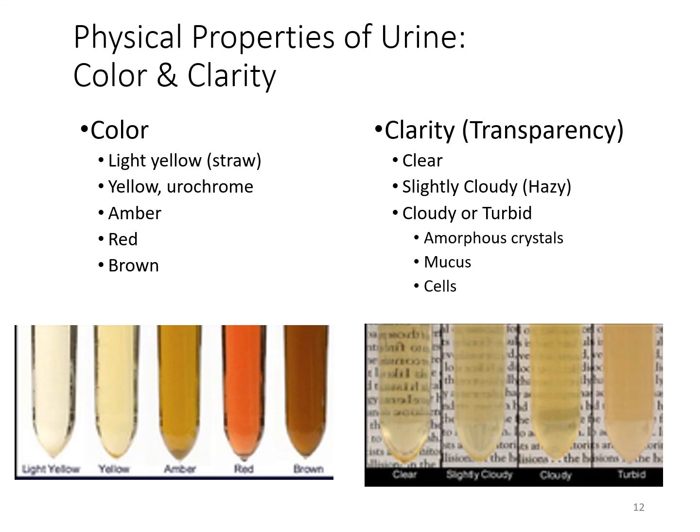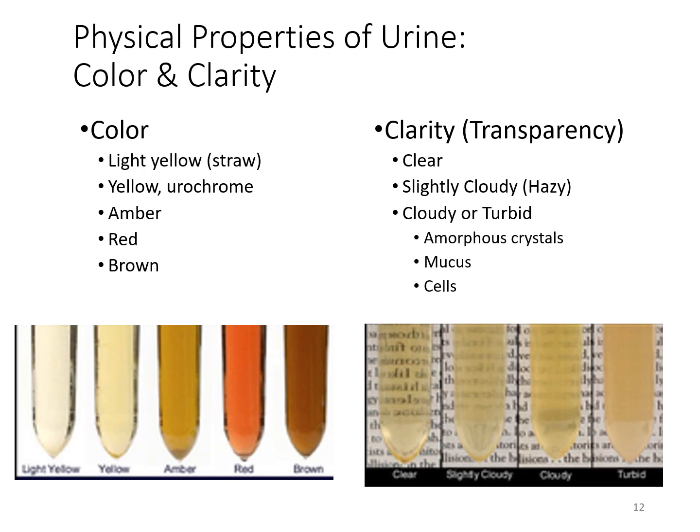We also look at color and clarity. And so here's some examples of color. So you see at the bottom where it starts off with a light yellow, and some people may refer to this as straw. And then it goes to yellow, amber, red, brown. And you can see some variations of this, plus some additional colors that are found within the urine. And urochrome is what gives urine its yellow color.